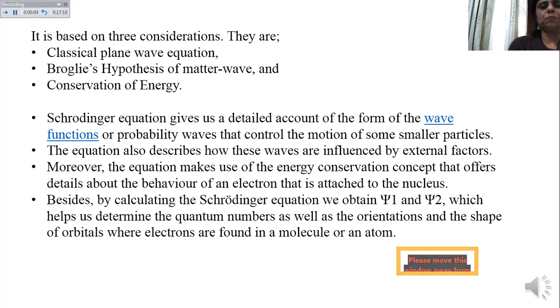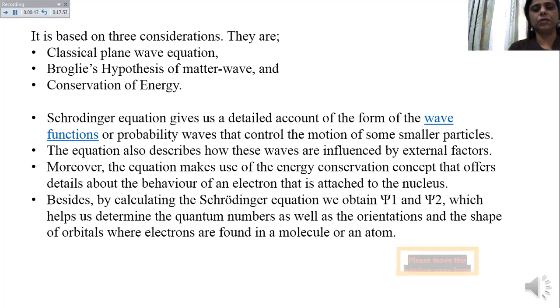Schrödinger wave equation is based on three considerations: classical plane wave equation, de Broglie's hypothesis of matter wave, and conservation of energy. What is this classical plane wave equation? That is, the electron behaves as a wave. De Broglie's hypothesis of matter wave, it means these electrons are a part of matter and these material particles behave as a wave. And conservation of energy means the energy is always conserved, it's neither created nor destroyed.